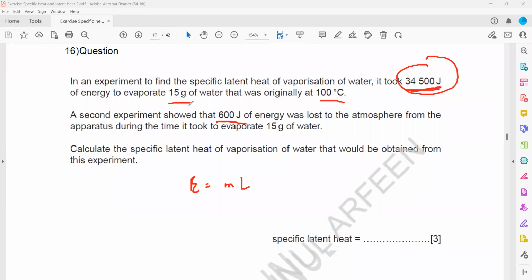So if we need the latent heat, energy is mass into latent heat. Out of this, some is lost. So how much energy will be there? It will be 29,900. Mass is 15 and for latent heat, we just divide and we get the latent heat.